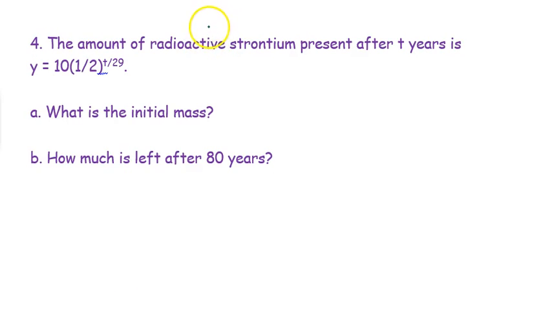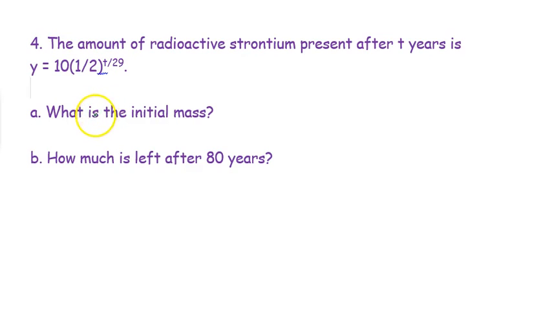Okay, for our last example, I wanted to use a chemical substance type situation because I'm sure in some of your science classes you deal with half-lives and things like this. So the questions may follow along this type. They're not always money. So this one says the amount of radioactive strontium present after T years is y equals 10 times 1/2 to the T over 29. And the first question is, what is the initial mass?